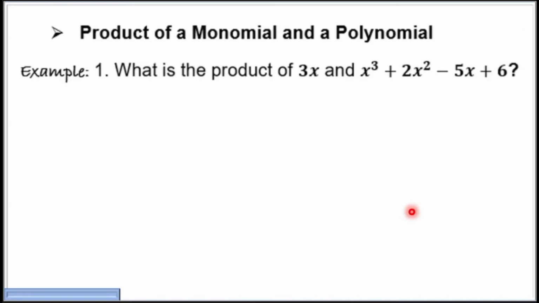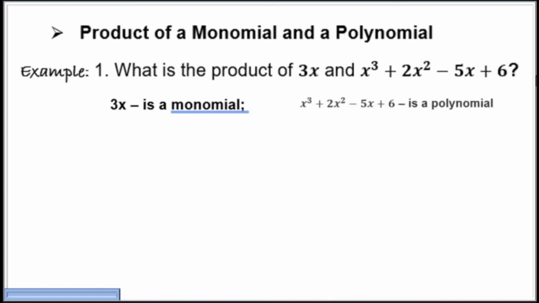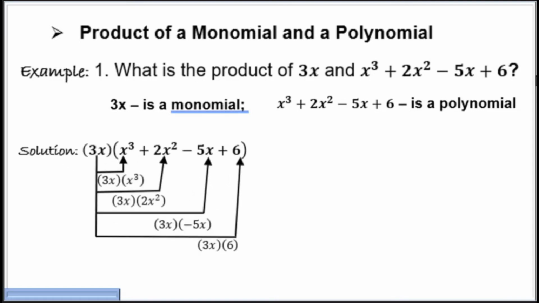Okay, product of a monomial and a polynomial. Example number 1. What is the product of 3x and x cubed plus 2x squared minus 5x plus 6? When we say product, we multiply. So we multiply 3x by this group. For the solution, 3x is a monomial and the second group is a polynomial, meaning many terms.